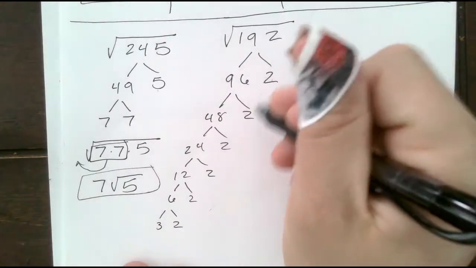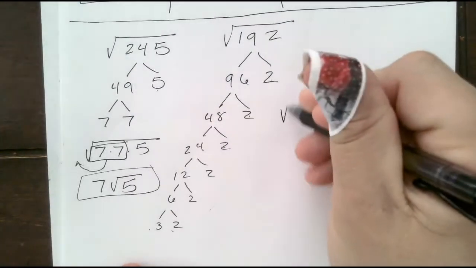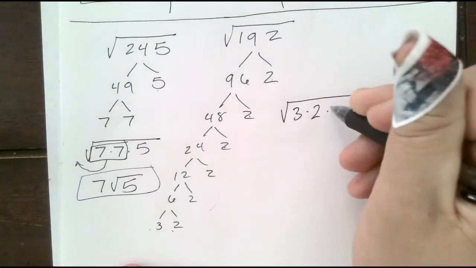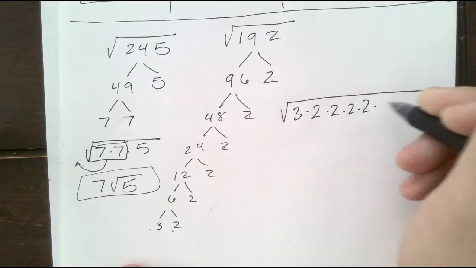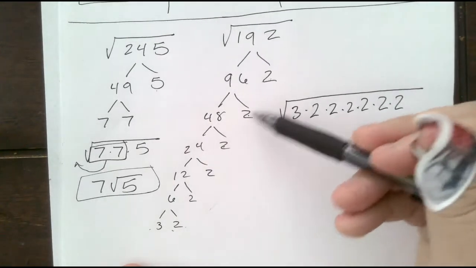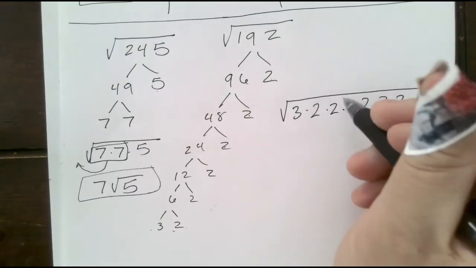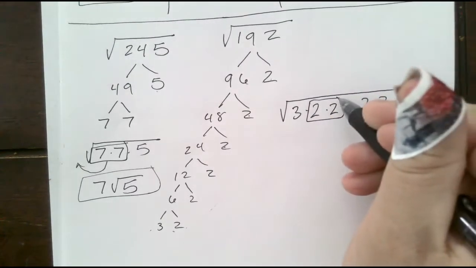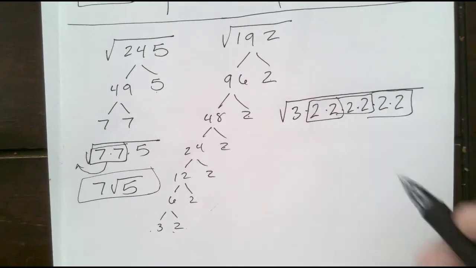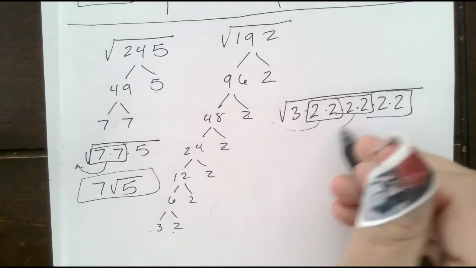Alright, so now look, we put all of our roots underneath our square root. So underneath our square root, we're going to have a 3, a 2, a 2, a 2, a 2, a 2, and a 2. 1, 2, 3, 4, 5, 6, and a 3. Once again, we're looking for pairs. Look, there's a pair of 2's. There's a pair of 2's. There's a pair of 2's. So we have 3 pairs of 2's. So we have to bring out one of each pair.